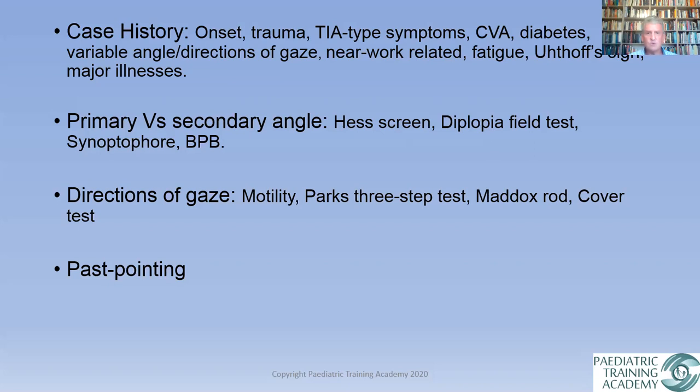Something simple like a Brock posture board can be used to measure primary and secondary angles. Swap the anaglyphs around, measure the angle with one, swap it around, measure the angle with the other. You've just measured primary versus secondary angle, and if that angle is more than around about 5 prism diopters different, that patient has got incomitant strabismus. Simple test, direction of gaze, motility. How many of us, and I'm talking to you, do motility on every single patient? If you do not, you should, because it is a simple test and it will immediately tell you whether the patient has got incomitant strabismus or not.